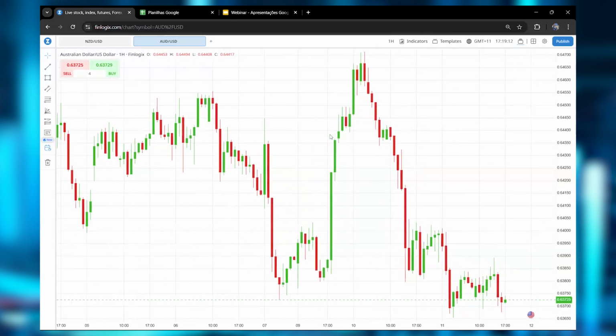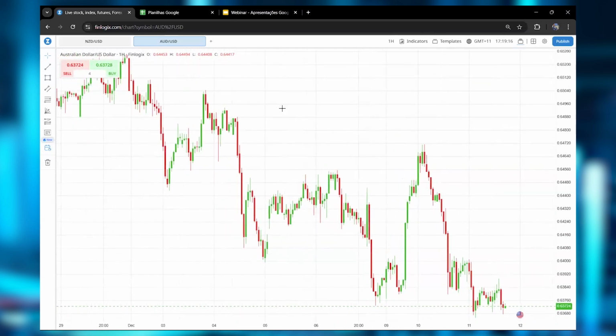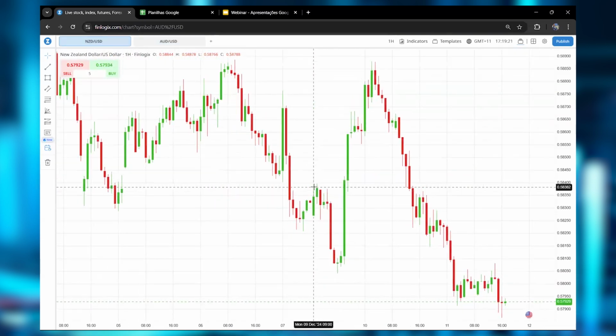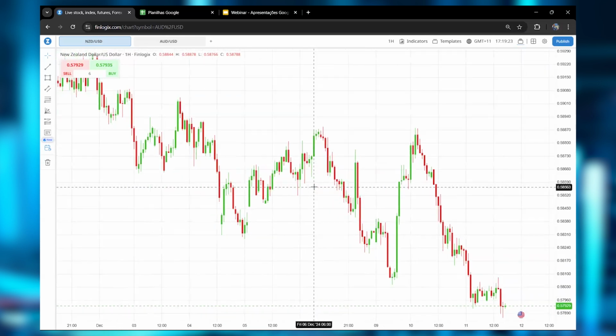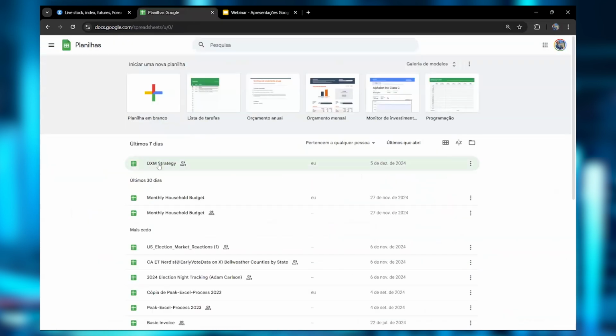Looks like the Aussie dollar is in profit and the New Zealand dollar is in a bit of a loss, or even taking stop loss. Let's have a look into the DXM.